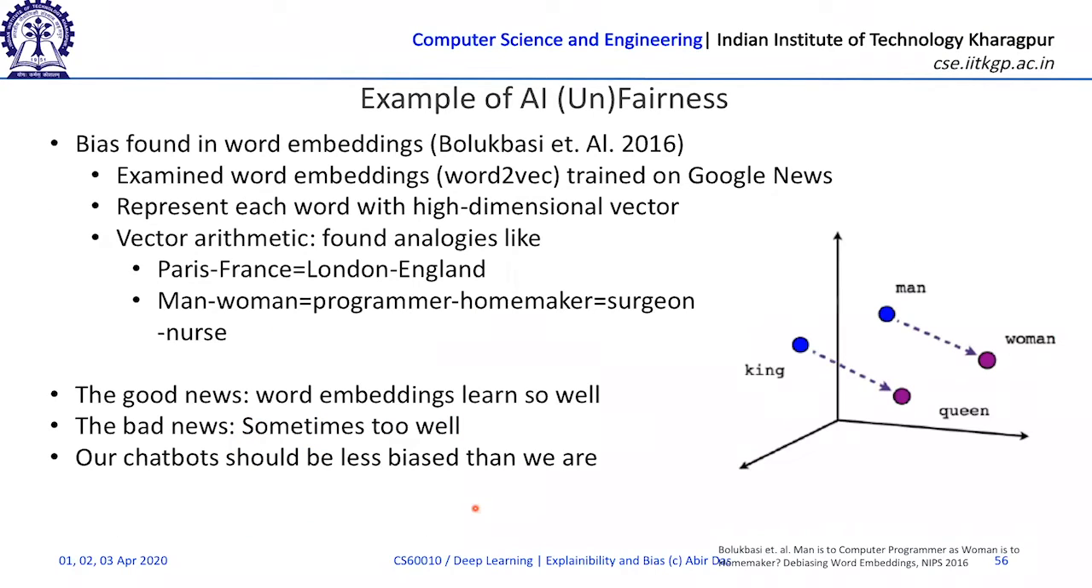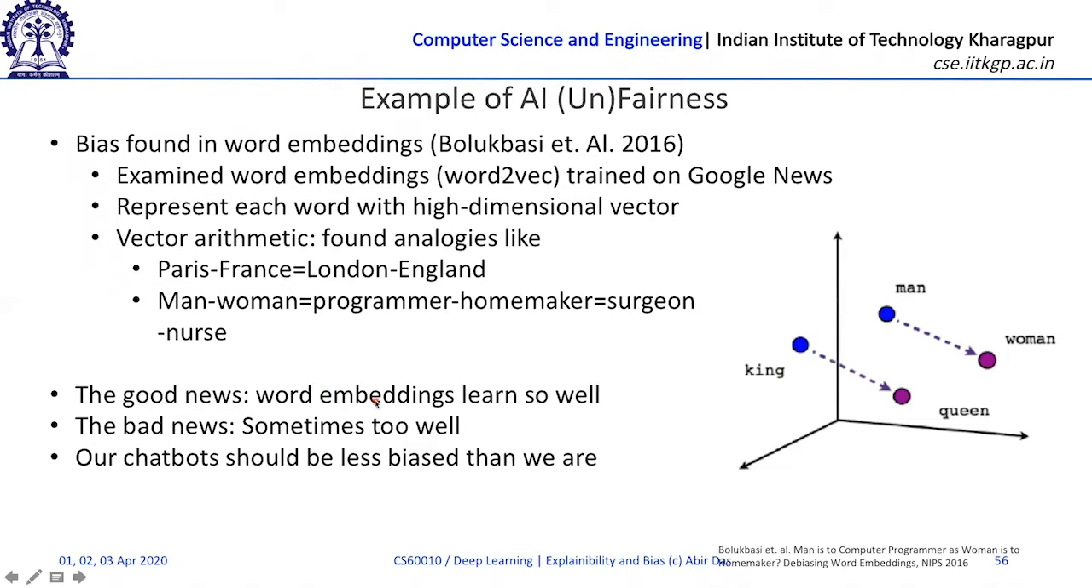Again, this example of AI unfairness is for word embedding in a natural language processing application. We have seen the word2vec example, so this is just a brush up. Word2vec or any word embedding is just a mathematical representation of the word, representing each word with a high dimensional vector. We can use this for vector arithmetic and to find analogies, like if Paris is to France, then what is London? Or if man is to king, then what will woman be to?